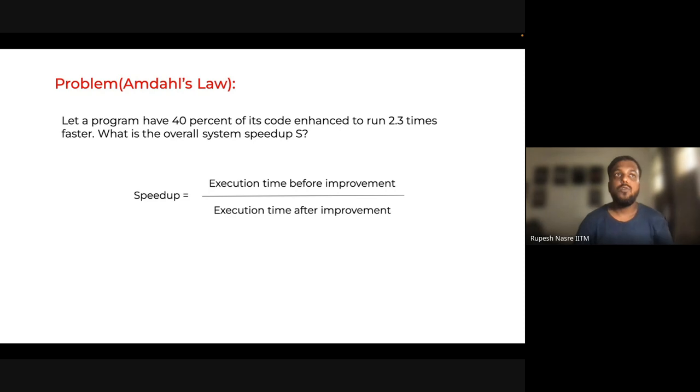Okay. So given a program, let's suppose the program has 40% of code which can be enhanced to run 2.3 times faster. So what speedup can I achieve? Anyone? If you are not able to calculate, it's perfectly fine. No issues. But give it a think. I will wait for a minute and then we can proceed.